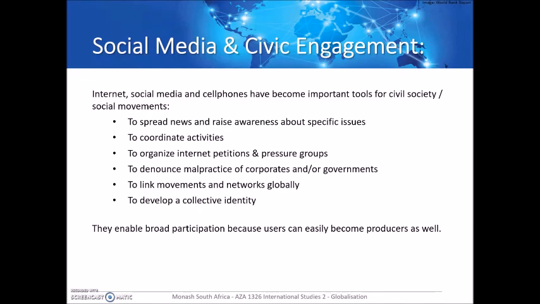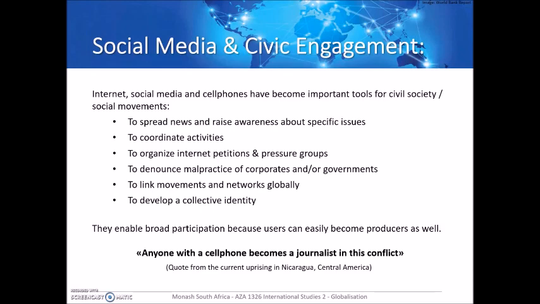So in general, the big change is really that social media especially allows a much broader participation, and it allows users to become producers as well. So it's not like with mass media where you just consume, but with social media, you can easily become a producer as well. And I want to show you this quote.